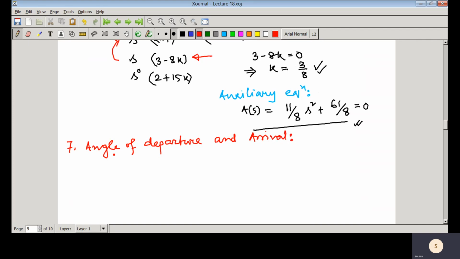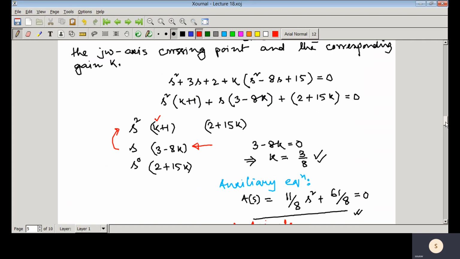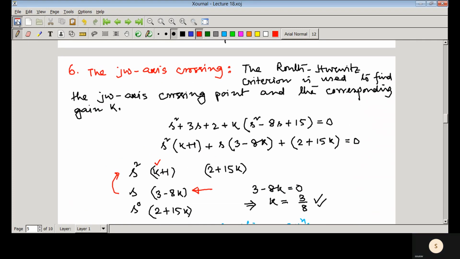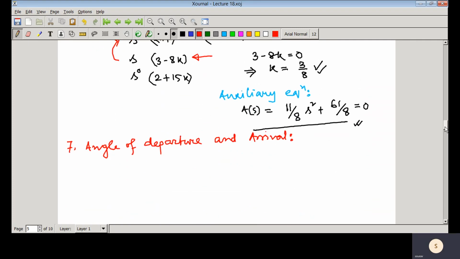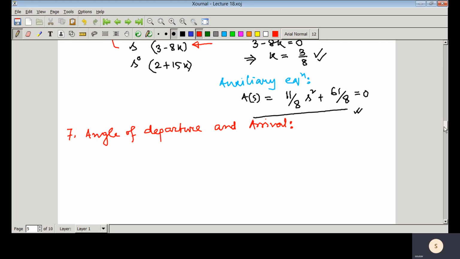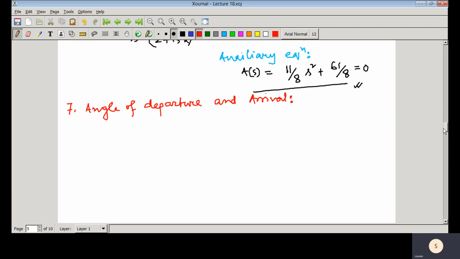What is this? This particular concept is required whenever we have complex conjugate poles and zeros. So that thing you can understand from here.